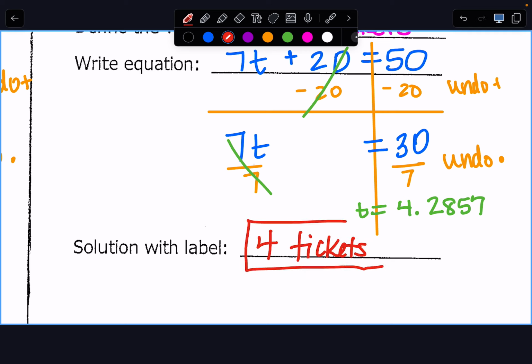Okay. Now, we will not use all of our money if we buy 4 tickets plus $20 of food. Okay. But that would be the max number of tickets we could buy, right? Okay.